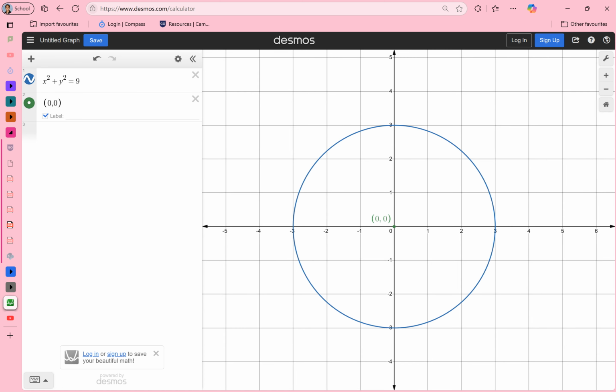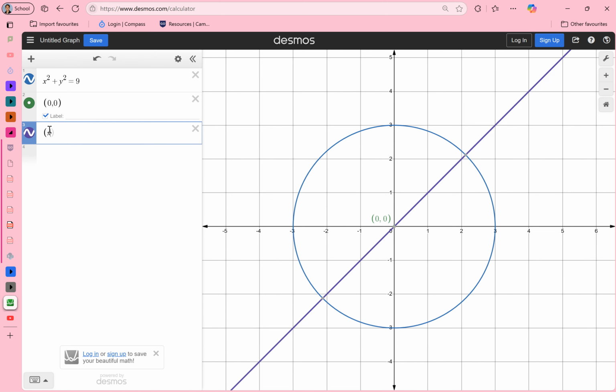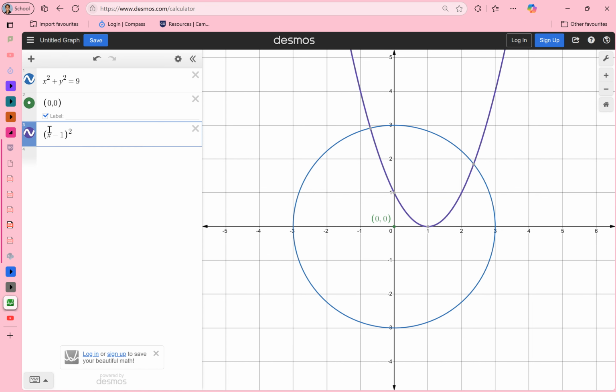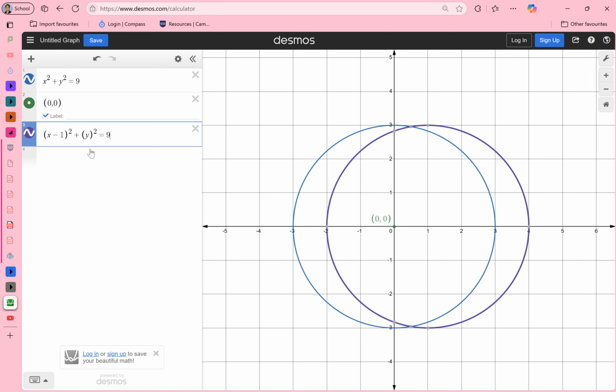Just like in all the other exercises, 4A, B, D, the transformations, if I want to move this left or right, what you do to the x determines if it moves left or right. So here's an example. If I take x minus 1 and square it, we've learnt that x minus 1 will move it to the right by 1. Again, in the y part, let's just keep it as y squared, and keep the 9 as well.